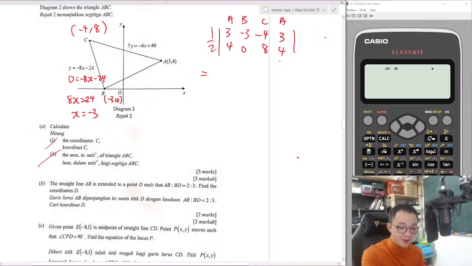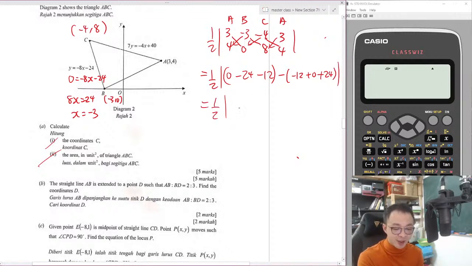Repeat the first one. Alright, then you multiply like this. Okay, so 3 times 0 is 0. Minus 24 minus 12. And then minus the other direction. Multiply like this. Negative 12, 0 plus 24. Okay, so yeah, solve this one. Negative 36. This is 12 minus 12. So it is basically 48, because after the modulus you get 48. So this is 24 unit square.